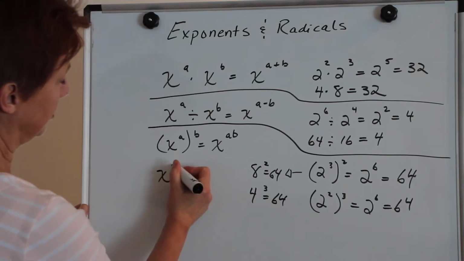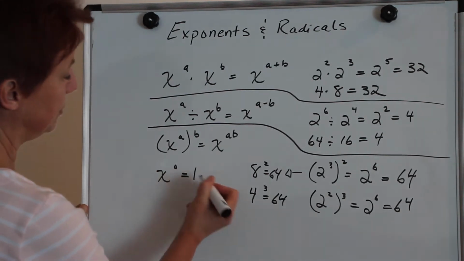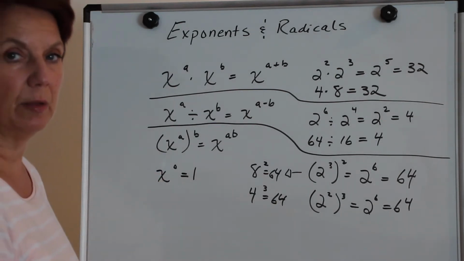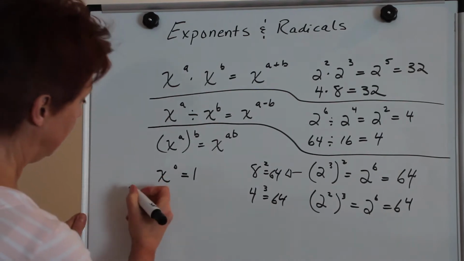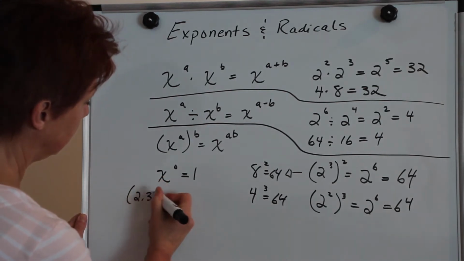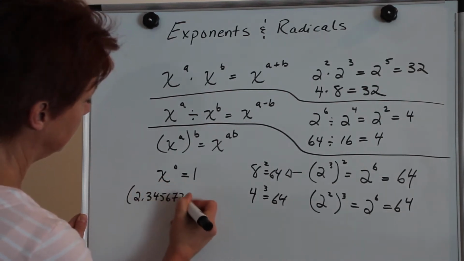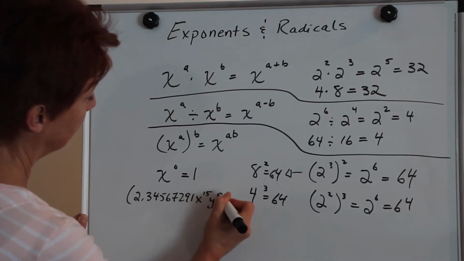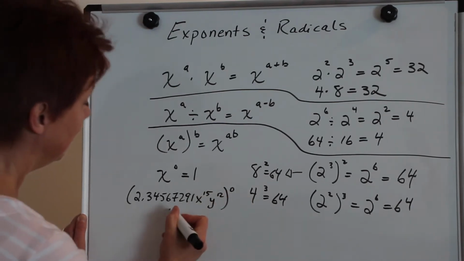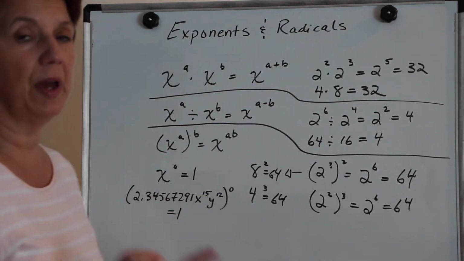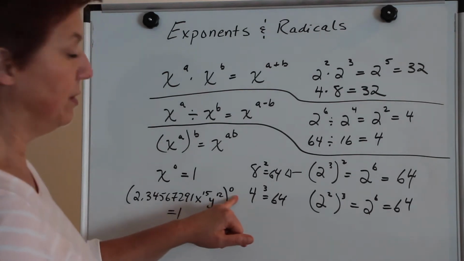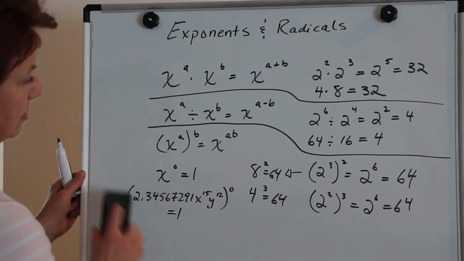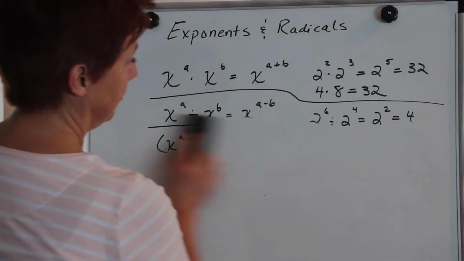So those are the main rules. There are a couple of others we can take note of. x to the power of 0 is equal to 1. So it doesn't matter what you're raising to the power of 0, it'll be equal to 1. So, for example, if you had something kind of ridiculous like 4, 5, 6, 7, 2, 9, 1, x to the power of 15, y to the power of 12, all to the power of 0, that's just equal to 1. It doesn't matter what it is. If it's to the power of 0, it will be equal to 1, okay? So those are the main rules for starting off.